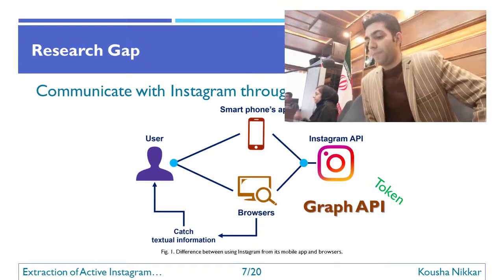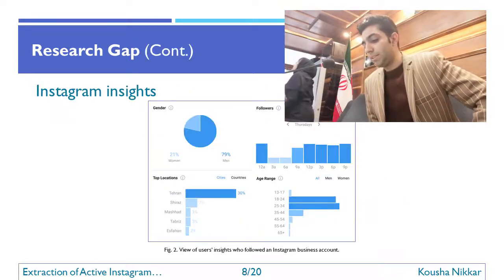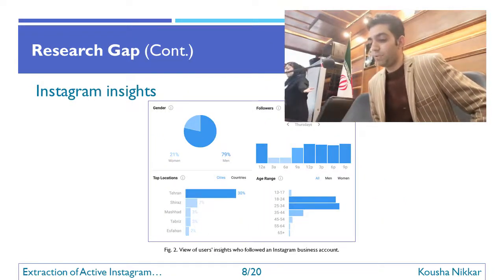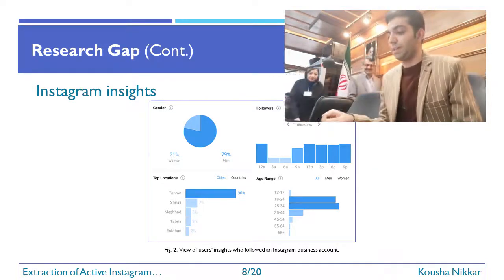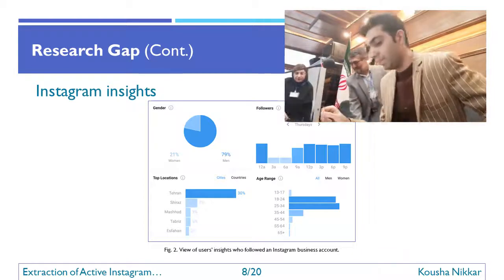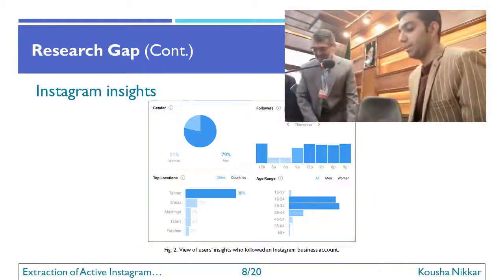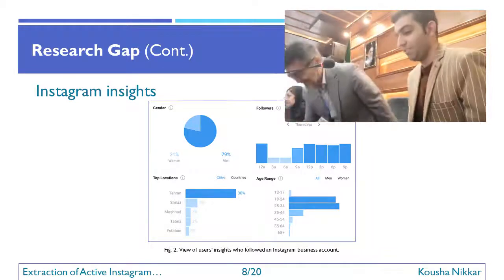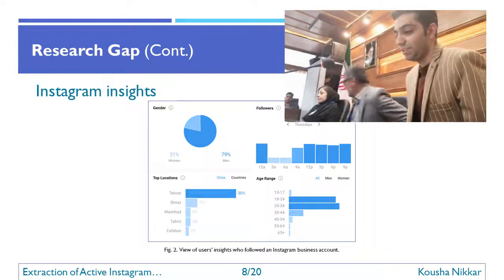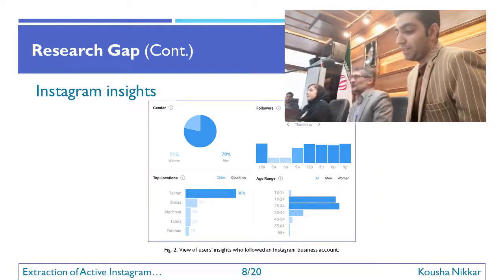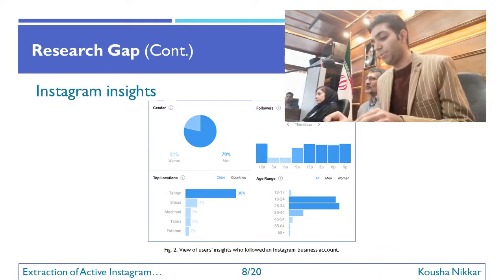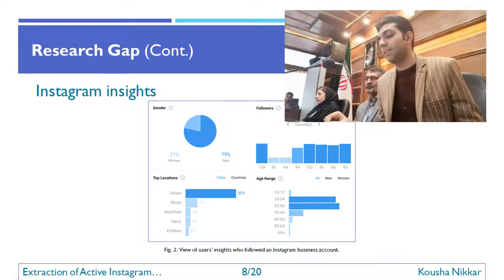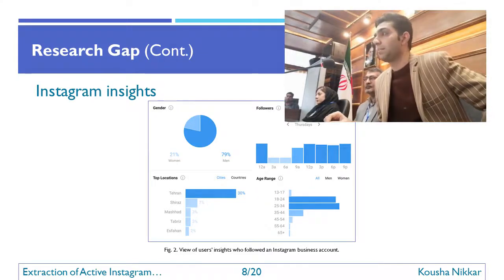As you can see in this slide, Instagram has a page for giving administrators some information about their contacts. There are some items such as age, country, and activity style. Nevertheless, this information is not useful for collecting the target market because there is an important tip.